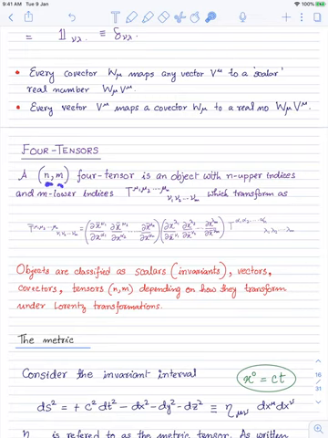If you can have both n and m non-zero, then these are called mixed tensors. So they have upper and lower indices, and the idea is this: if you have upper and lower indices, then they transform in a particular way, and that is their definition, if you like.